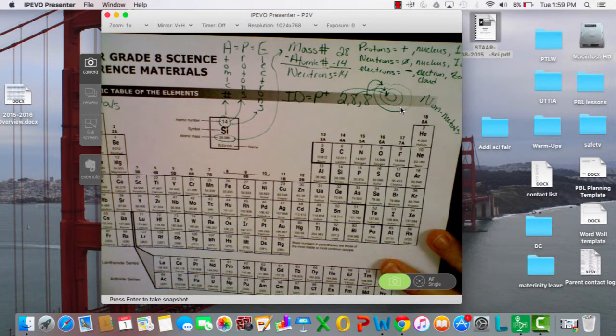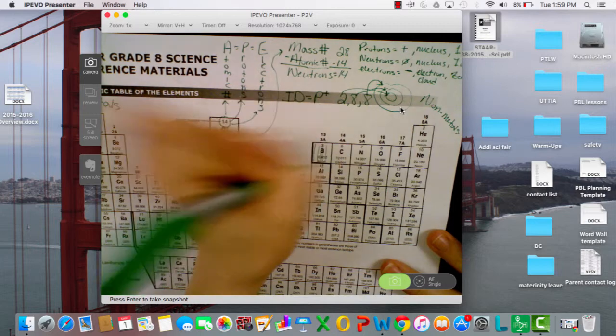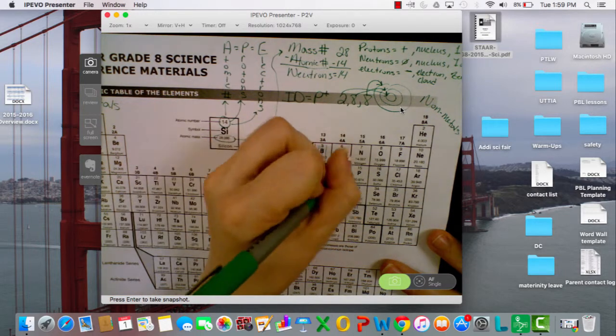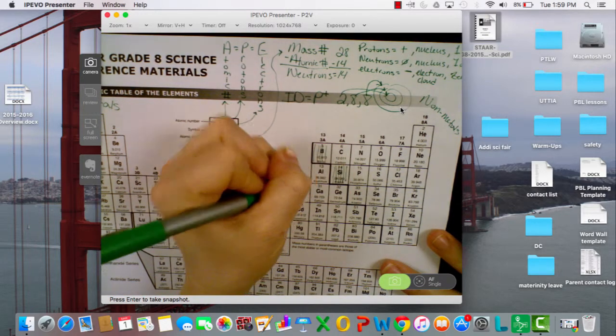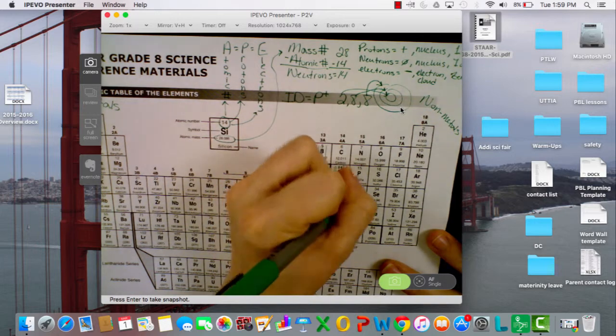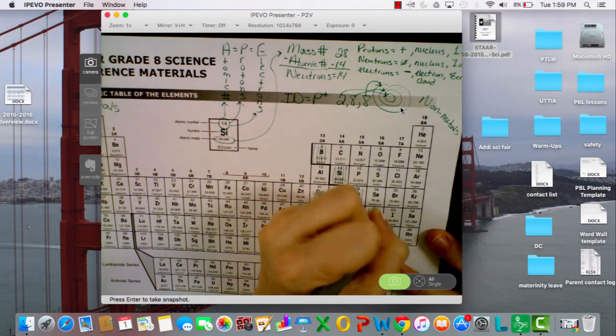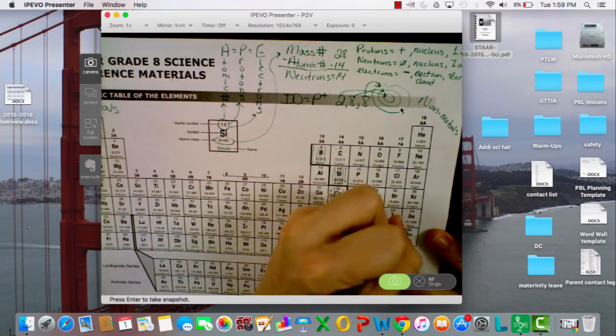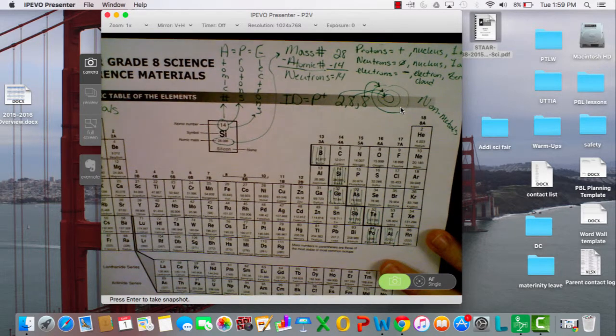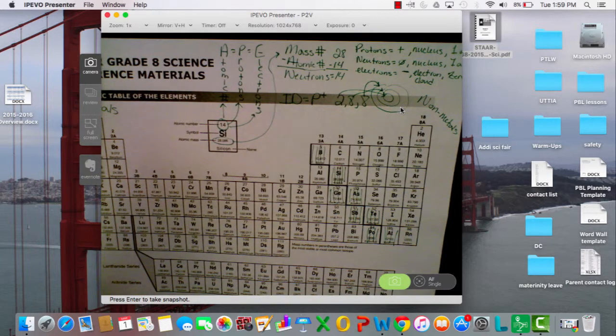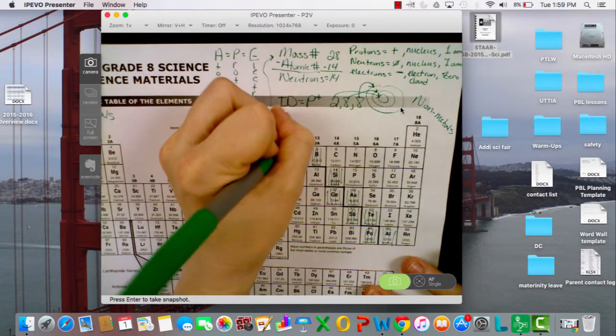And metalloids are going to be touching this zigzag line, except for aluminum. I'm just going to make a little code. If you have a highlighter, which you will tomorrow, you can highlight the metalloids. But do not shade them out so you can't read this valuable information. So these are our metalloids.